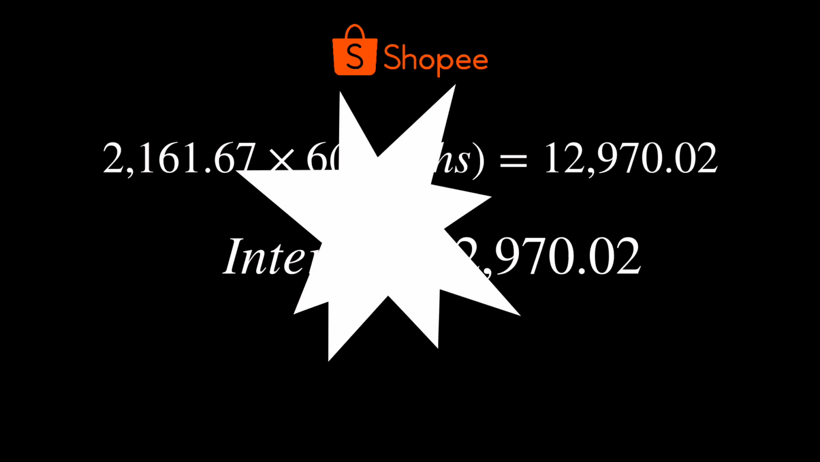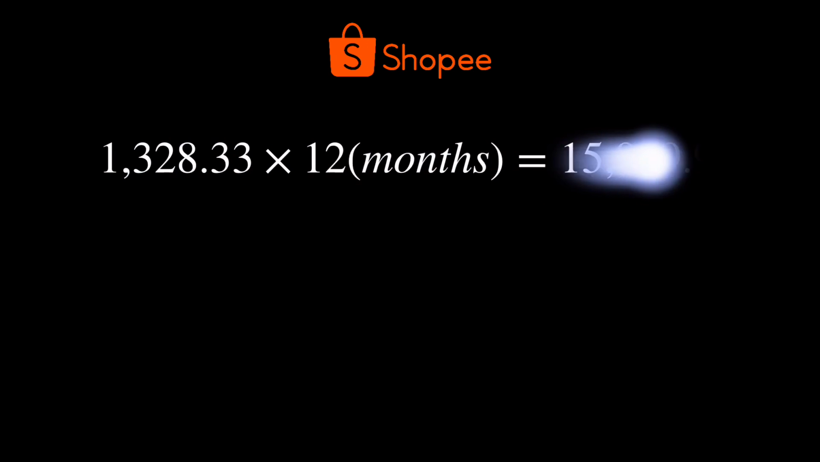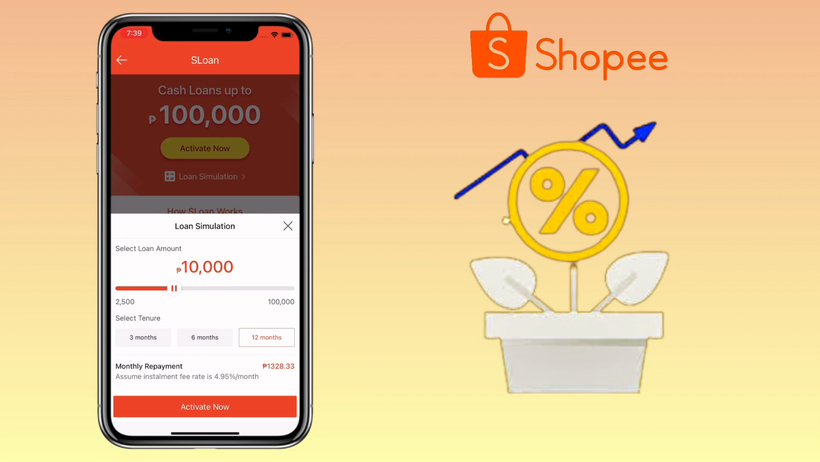That's 2,970.02 in interest. And with 12 months, which is the longest repayment option, the monthly payment will be 1,328.33 pesos. Multiply it by 12 and you will pay a total of 15,939.96 pesos. That's 5,939.96 in interest. So basically, the longer the repayment you choose, the more you will accumulate interest.